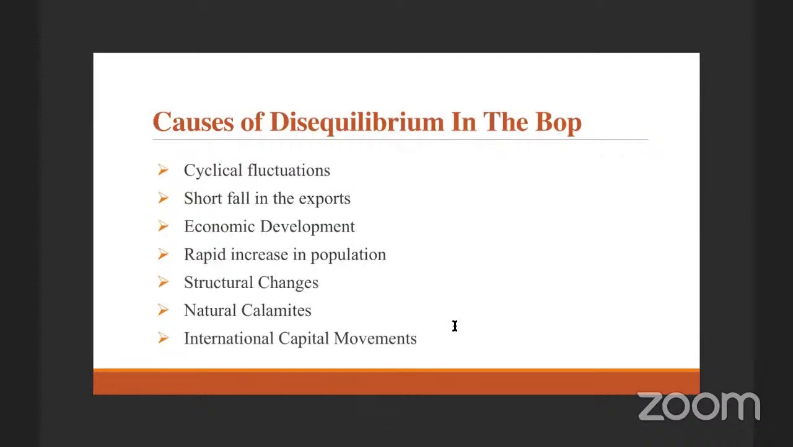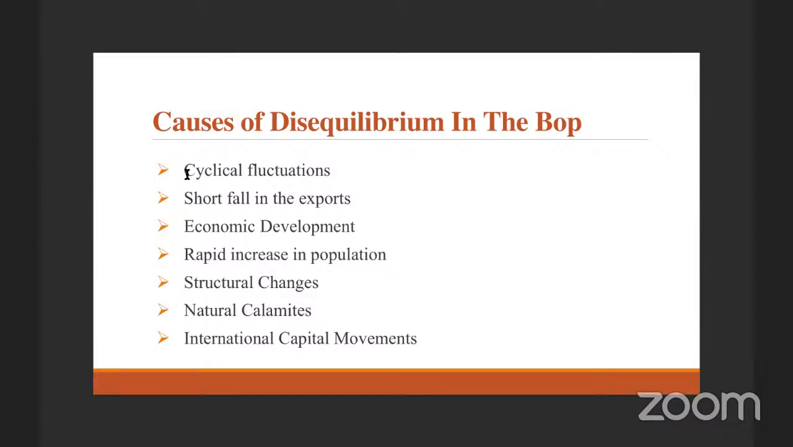What causes the balance of payment to get into an unbalanced statement or disequilibrium? It may be due to cyclical fluctuations in the market. Cyclical fluctuations, right? Prosperity, declining, depression, reviving, then prosperity. Because of such cyclical fluctuations, the BOP may get affected.